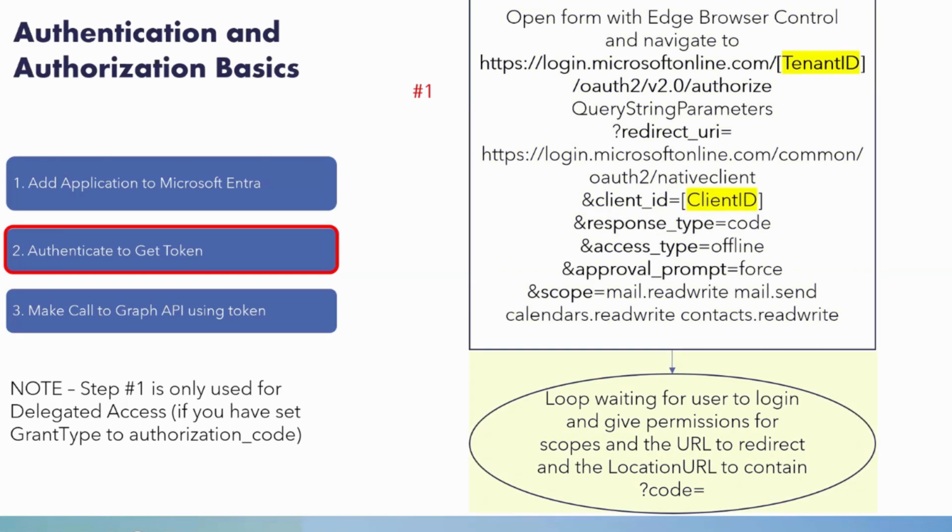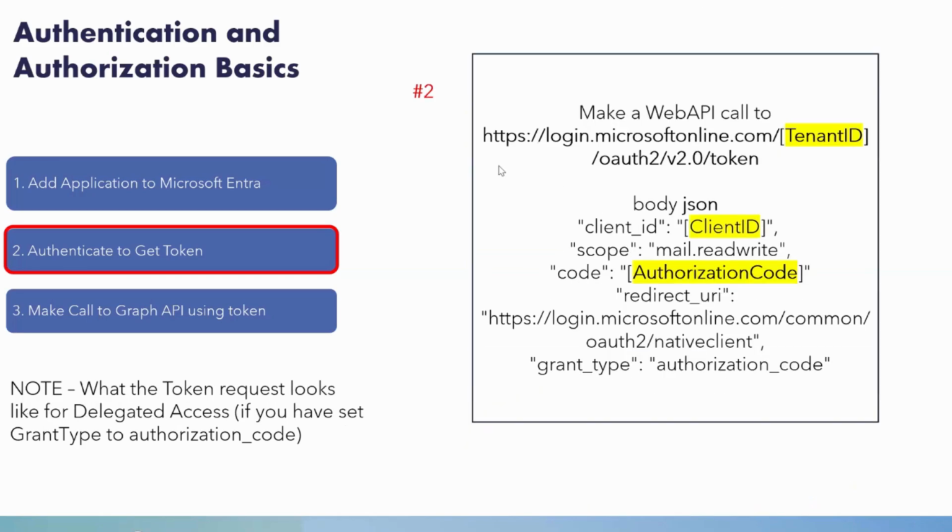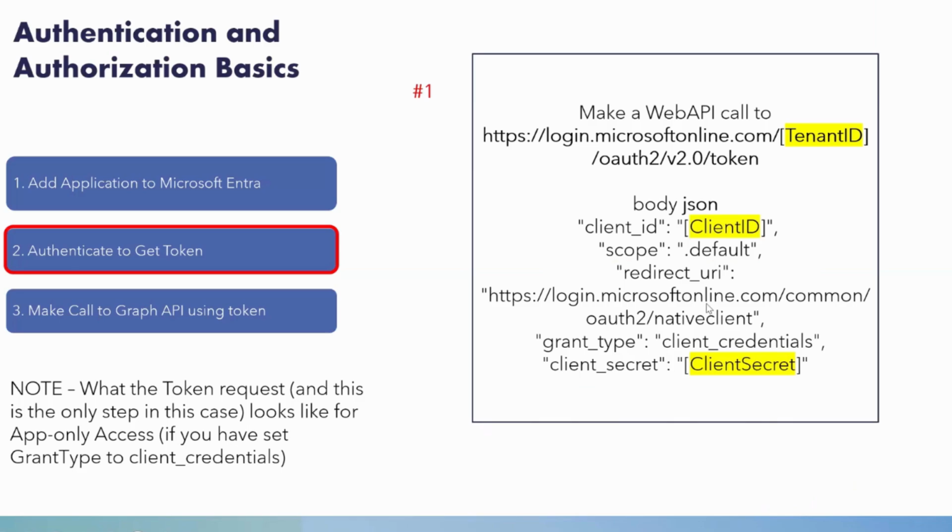For the second kind, it goes straight to this screen where it's making a token request, and it puts in those values from the table for the tenant ID that you copied during setup, for the client ID, for the authorization code if you're doing the first type, or if you're doing the second type, instead of using authorization code, it uses the client secret.